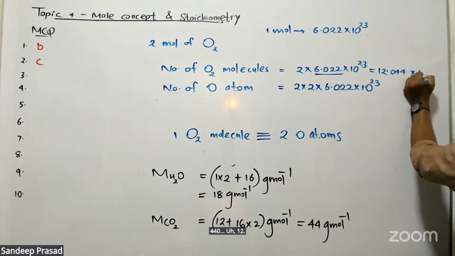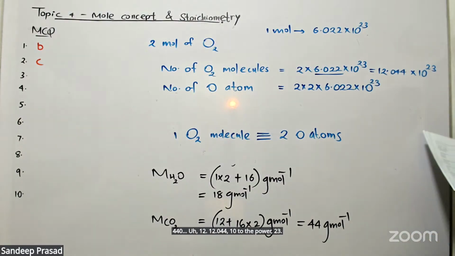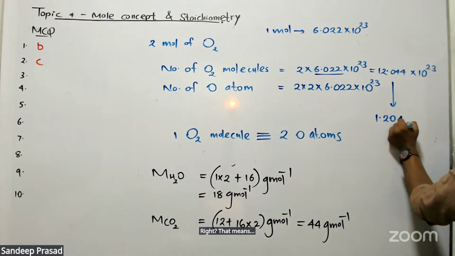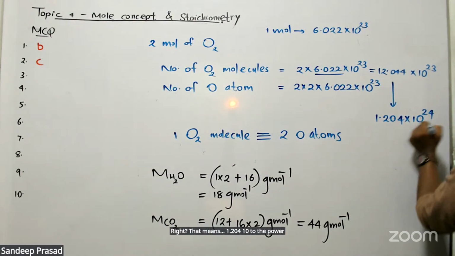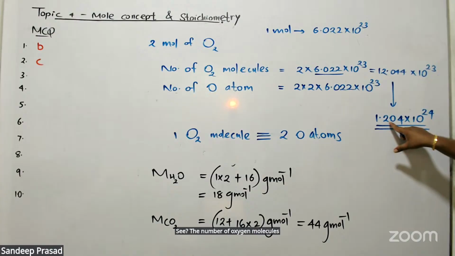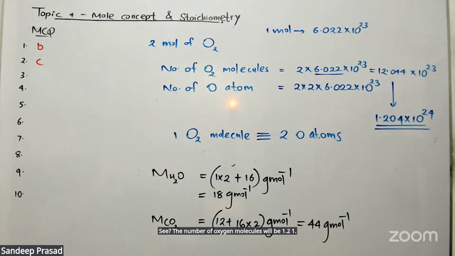12.044 times 10 to the power 23. Right? That means 1.204 times 10 to the power 24 oxygen molecules are there. See, the number of oxygen molecules will be 1.204 times 10 to the power 24.